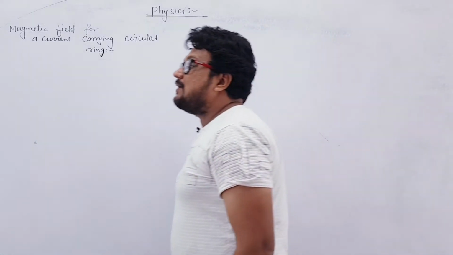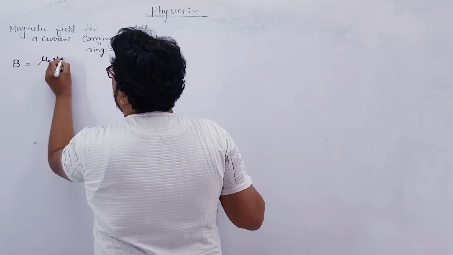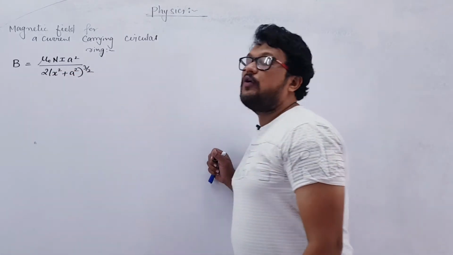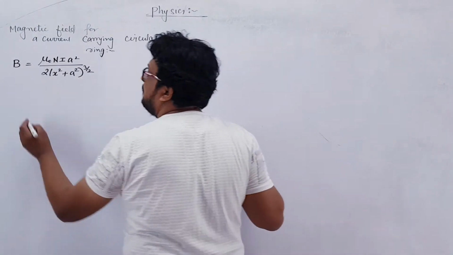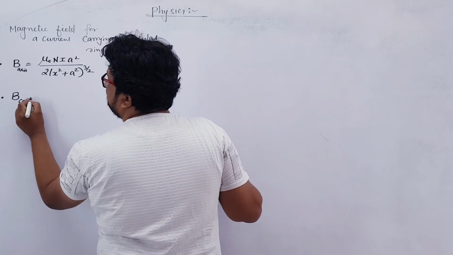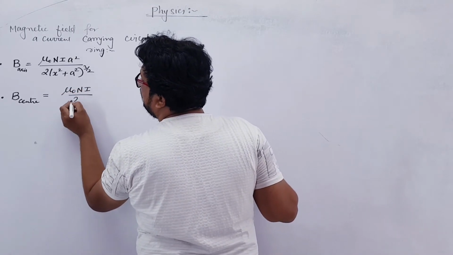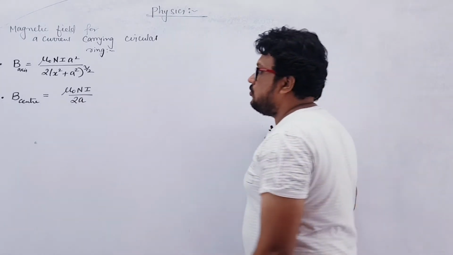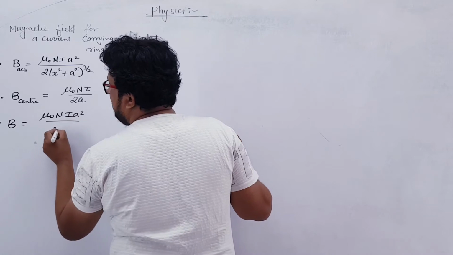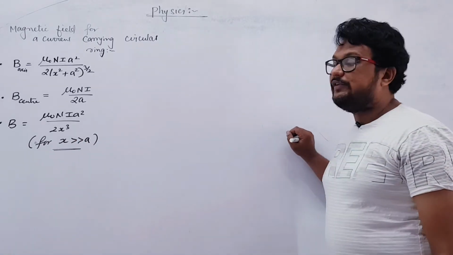So the magnetic field produced by a current carrying circular loop is given by B is equal to mu naught Ni a square over 2 x square plus a square whole raised to 3 by 2. This is the formula for magnetic field produced by a current carrying circular ring or a loop, right? Based on this B, let us say this is B of axis. B of center, magnetic field produced at the center of a current carrying ring, is given as mu naught Ni over 2a. And third is B is equal to mu naught Ni a square over 2x cube. This is for x much more greater than a, right? These are the three formulas which we have derived.